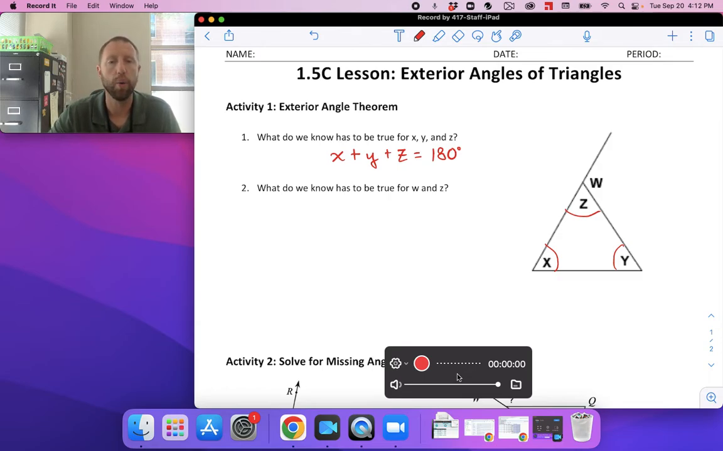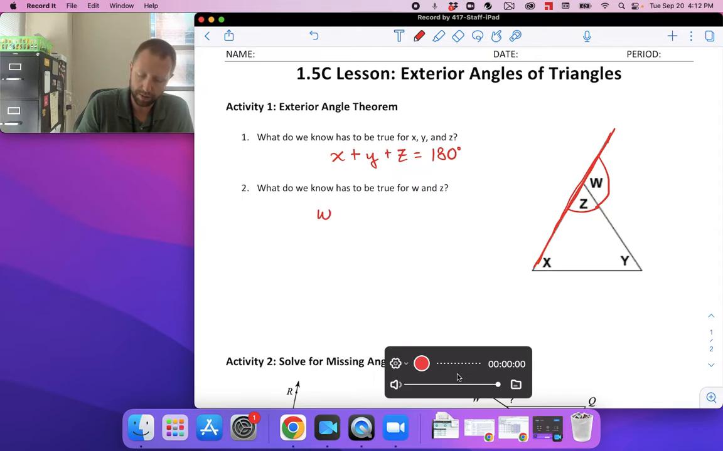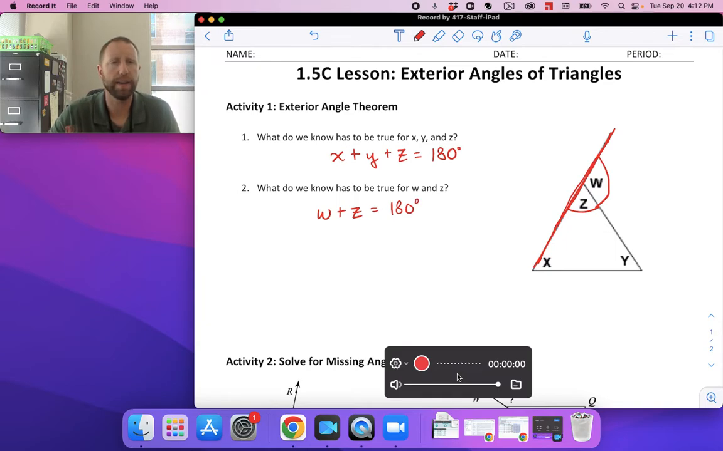Then it says, what do we know has to be true for W and Z? So now we're just focused on Z and W. You can see those two angles together form this line, and we've gone over this again and again. A line has 180 degrees, so W plus Z has to equal 180 degrees. Well, why does that help us? Why is that interesting to us?